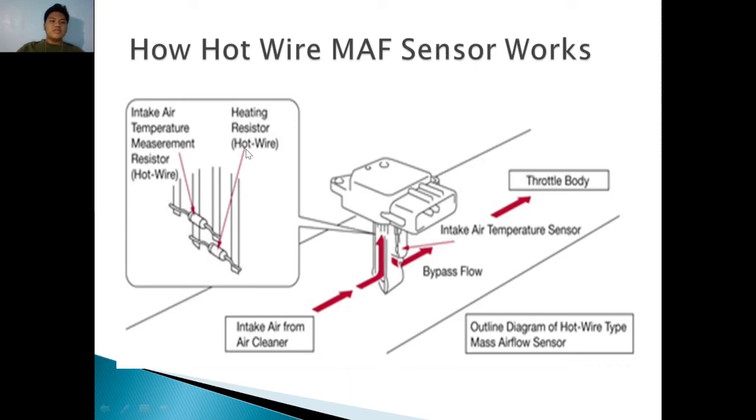Now, the chip is inside here, and when the sensor heats this, it will measure how much electricity it consumes. That's how the chip will translate it to send the signal into the ECU to identify what air-fuel ratio to mix in the engine.